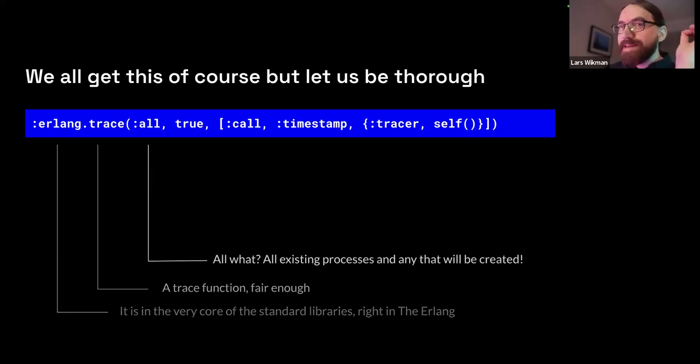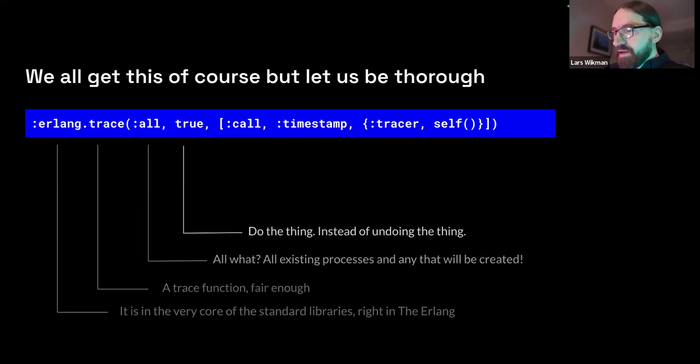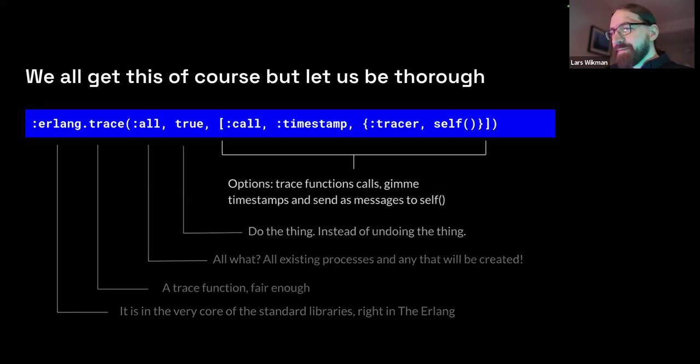Now, the atom all tells us that it will trace all existing processes and any that will be created from here on. True indicates that you want to switch tracing on, not off, which is perhaps not obvious. And then these are some options that you can pass to erlang:trace. In this case, we want to trace function calls, we want timestamps, and we want them to be sent to the tracer process self. So we just want them as messages to our current process.